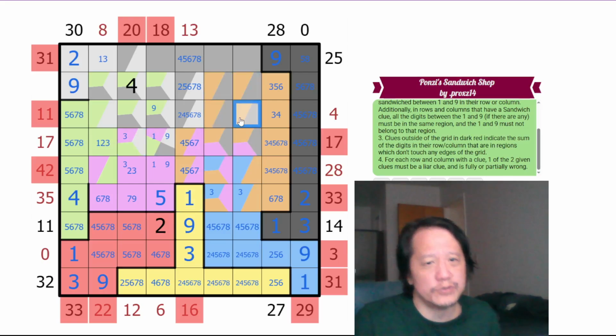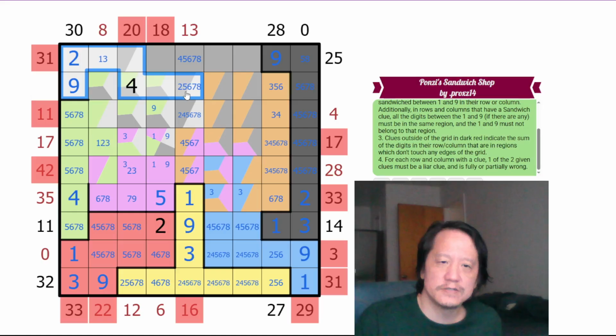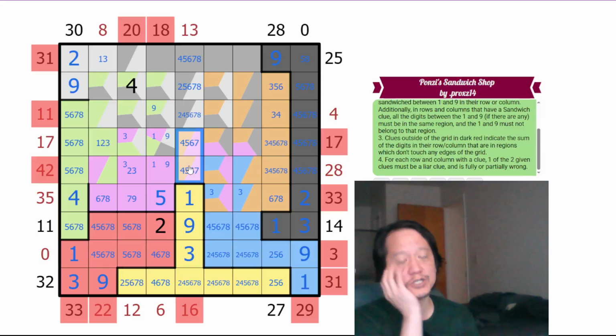These have to be orange or medium. I guess this could technically be light also. Right? 1, 2, 3, 4, 5, 6, 7, 8, 9. No, that would block it off, so that can't be light. But this could be light. This could technically be light. This cannot be light because we need 2 digits at least that are not touching the edge of the grid.